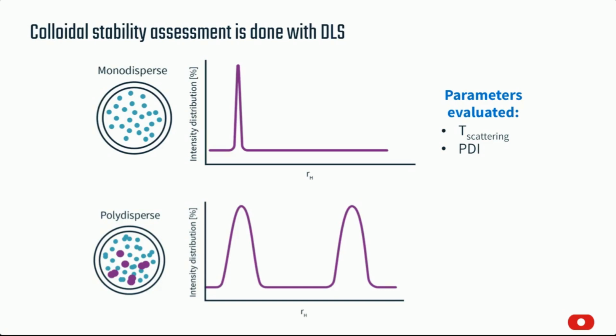Another cool parameter that is provided from DLS is something called the T scattering. What this is a measurement of is the temperature at which the particle starts to change size. And this is really interesting because it's an additional indicator of aggregation or instability that is completely independent from the conformational stability information gained from the NanoDSF.